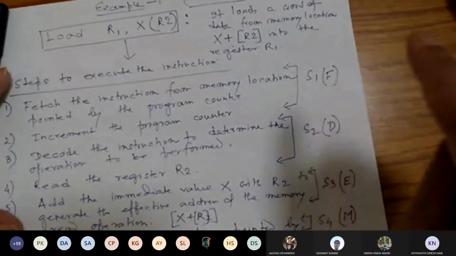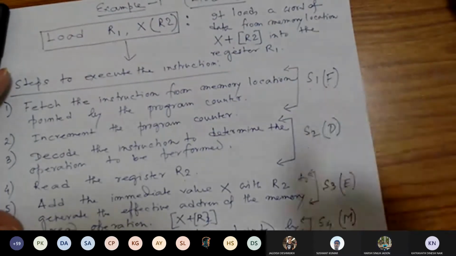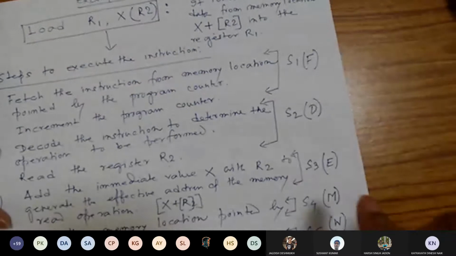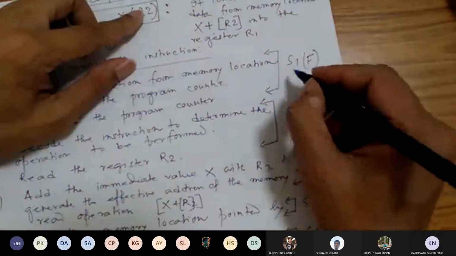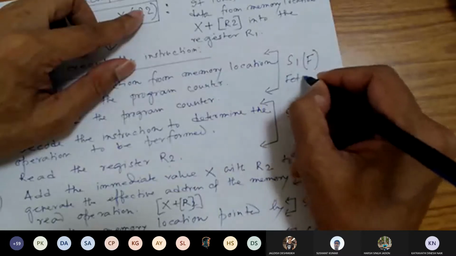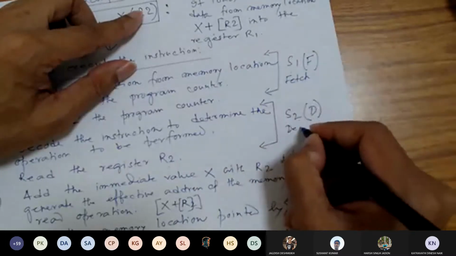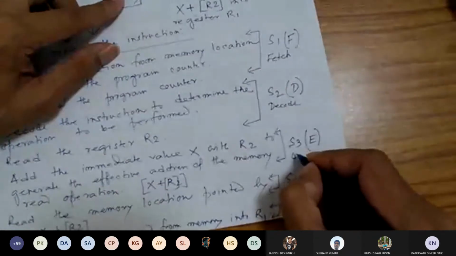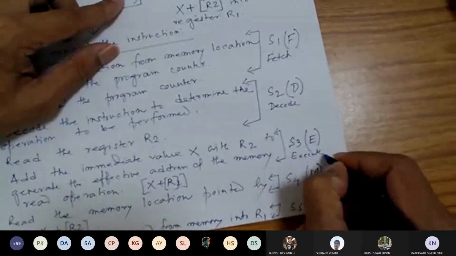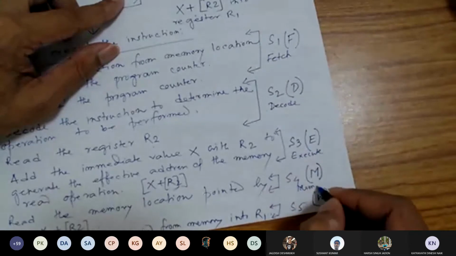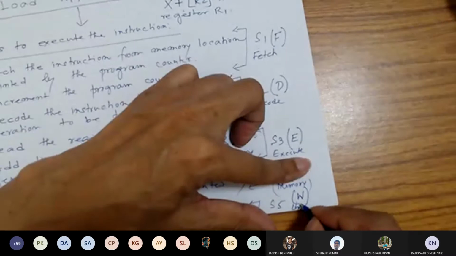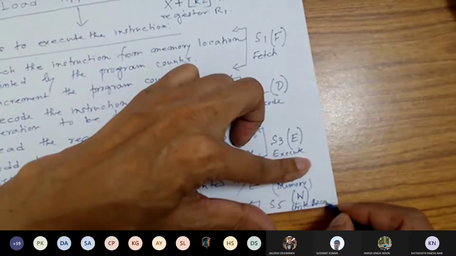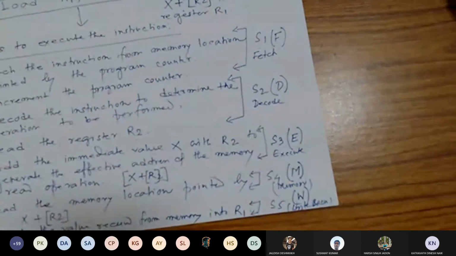These stages are fetch, decode, execute, memory, and write back. I think I already mentioned it in one of the earlier classes. So this is called fetch. This is called decode. This is called execute. This is called memory. This is called write back. FDEMW.